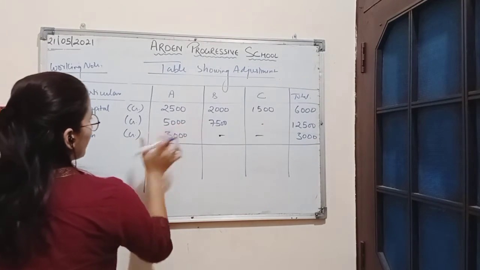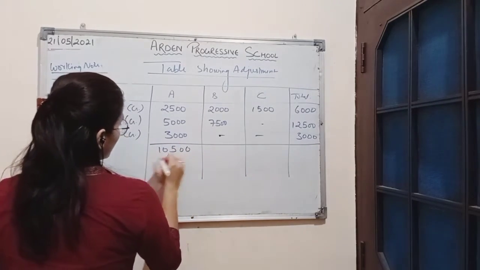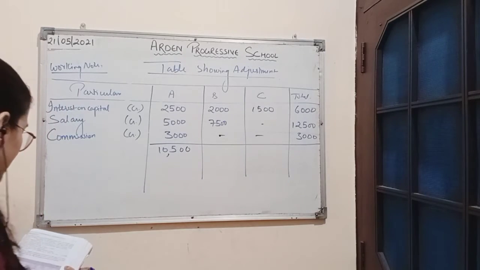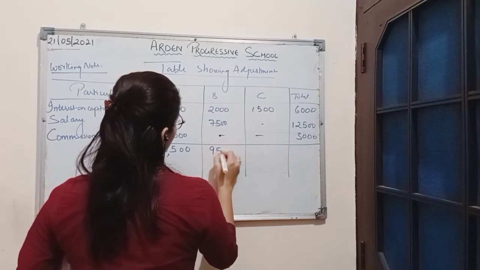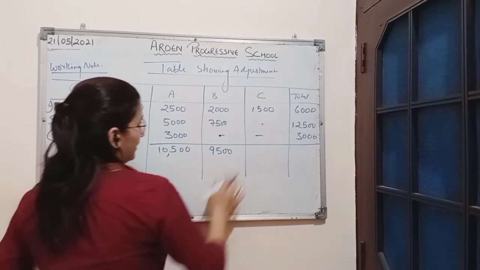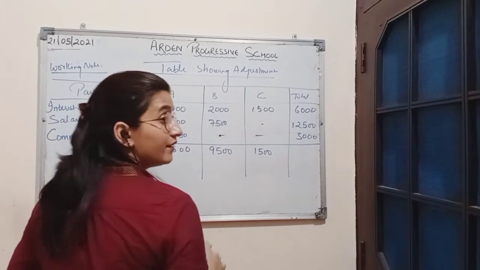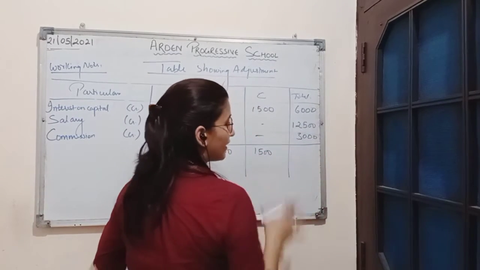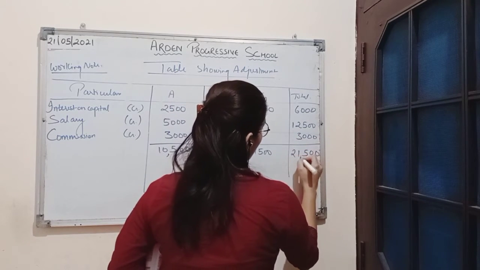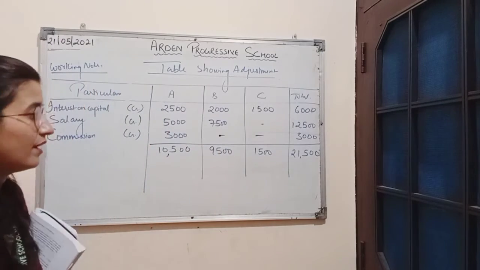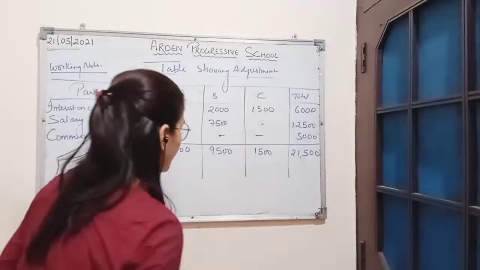So here the total credit balance of A will be 10,500. Next, total credit balance of B will be 9,500 and total credit balance of C is 1,500. And here the total amount of credit balance will be 21,500. So this is the total amount of income of all the three partners.